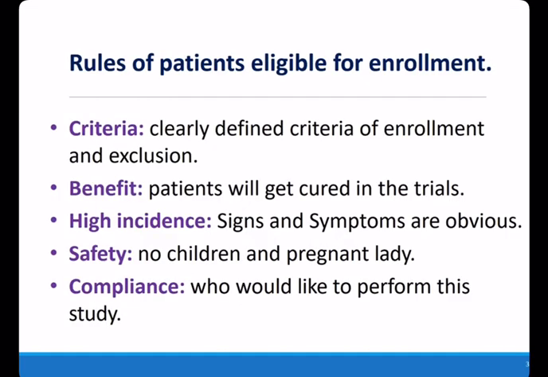Secondly, we will define the rules of patient eligibility for enrollment, or who are the patients that are eligible for our study, which needs clearly defined criteria of enrollment and exclusion. We will include those patients that will get cured in the trial. That means the patients will benefit from this clinical trial. And we will also choose a population of patients with a high incidence of the disease outcome, so that the signs and the symptoms are very obvious for them.